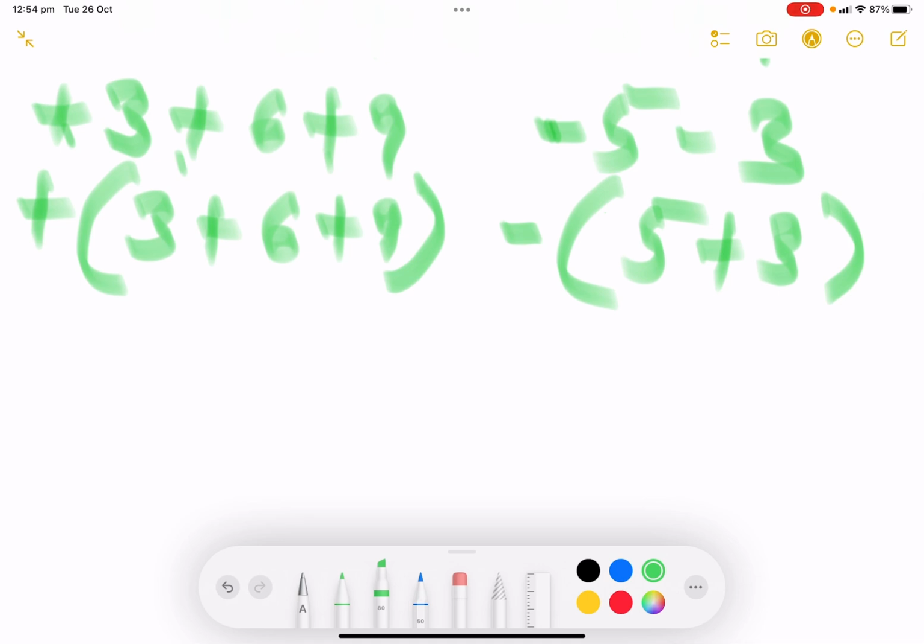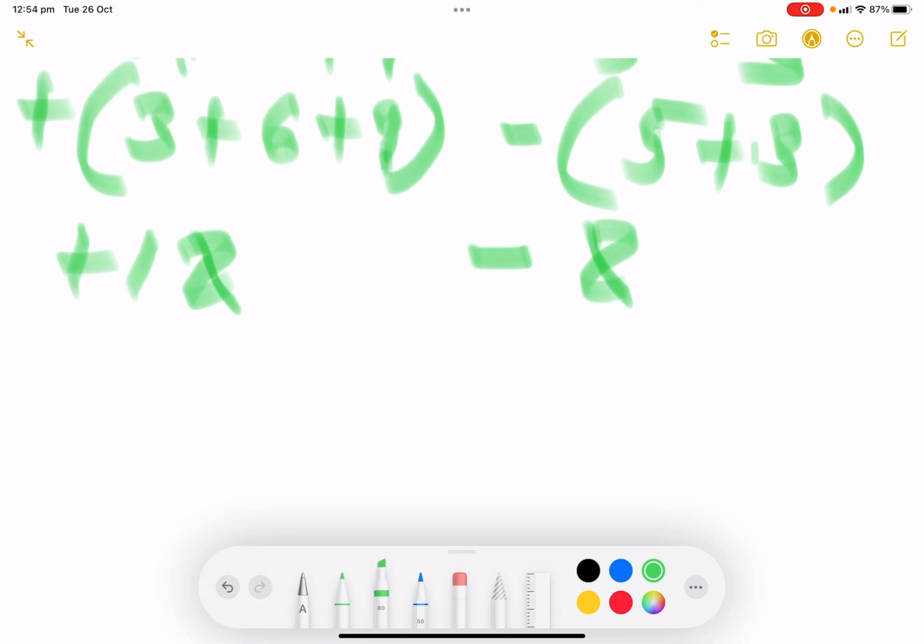So here 3 plus 6 is 9. 9 plus 9 will be 18. So here we have plus 18. And here we have -5 plus 3, 8. So if we rewrite the number, now we have plus 18 minus 8.